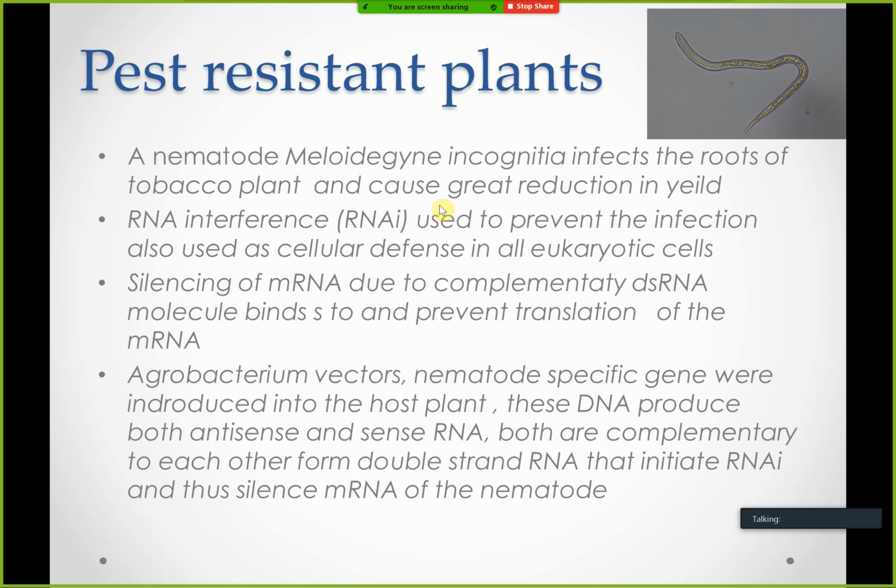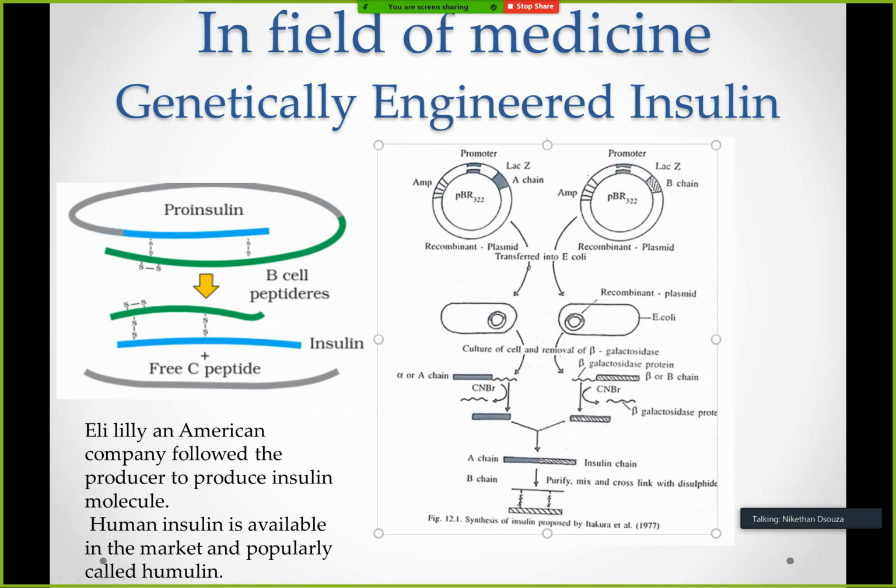Now it blocks the mRNA, so that the nematode mRNA will not produce any protein and will not affect the tobacco plant.